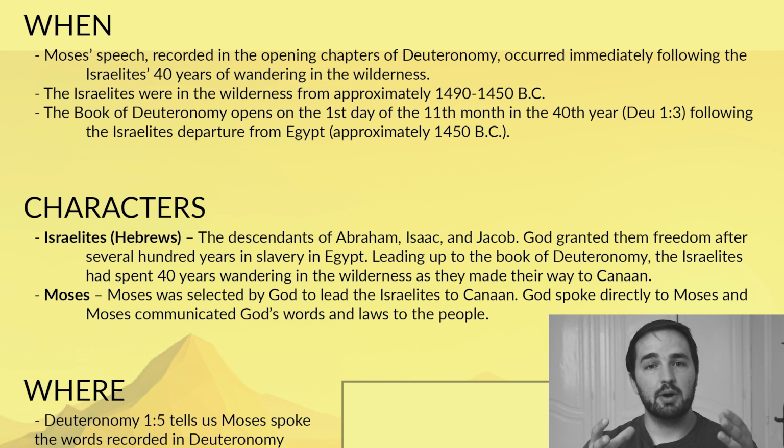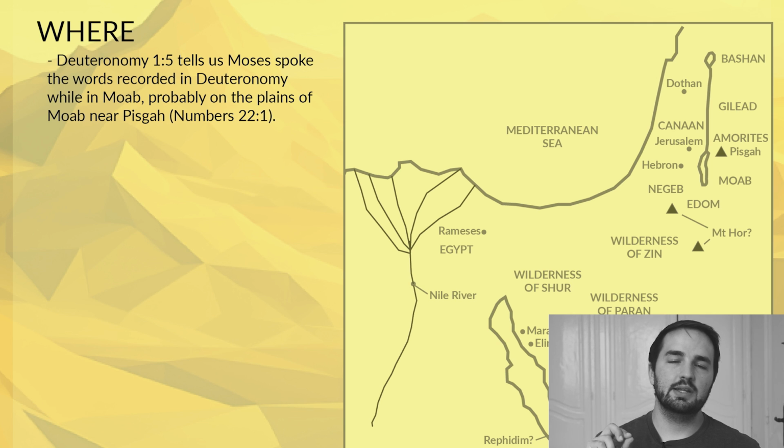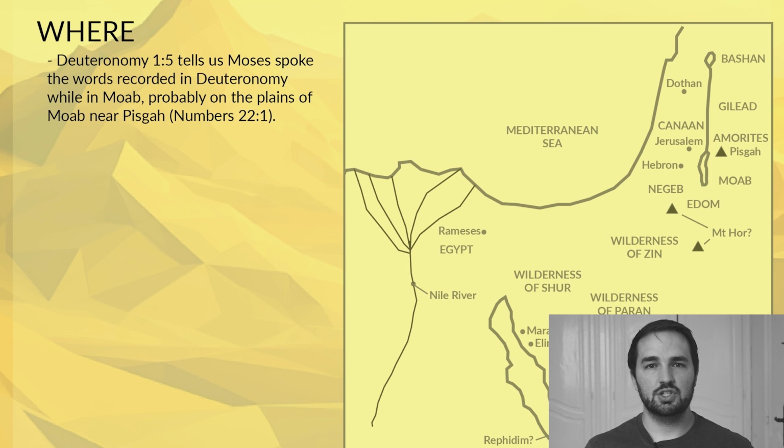They were being led by our second main character, and that is Moses, God's selected man. God talked to Moses, and Moses was kind of the representative, the liaison, the go-between between God and the Israelite nation. Now, for our map, where did these events happen? We are still located in Moab. Moses is talking to the Israelites, reminding them about God's laws. Deuteronomy chapter 1, verse 5 tells us this took place in Moab, probably near Mount Pisgah.